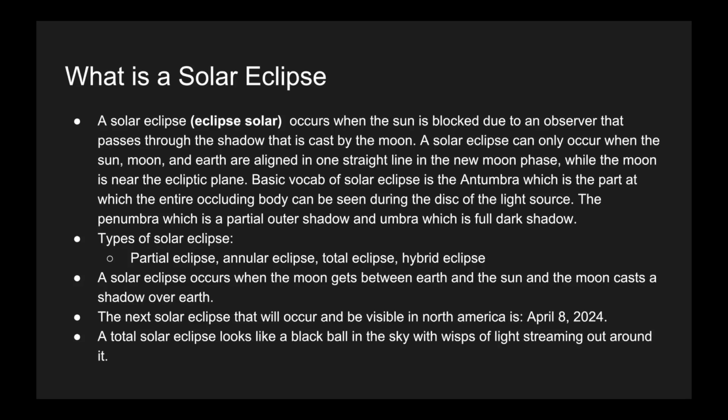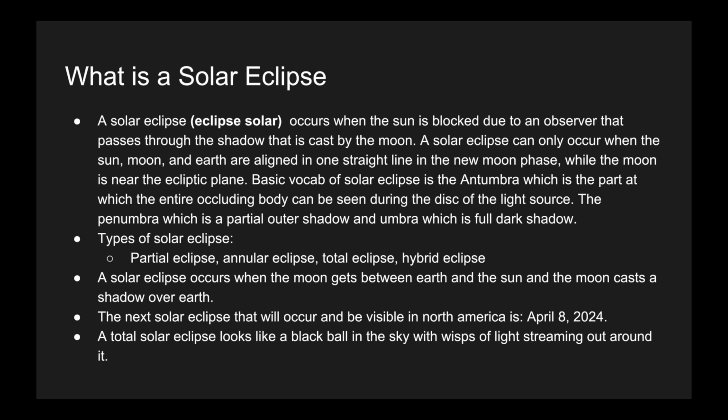So what is a solar eclipse? A solar eclipse occurs when the sun is blocked due to an observer that passes through the shadow that is casted by the moon. So a solar eclipse can only occur when the sun, moon, and Earth are aligned in one straight line, similar to a lunar eclipse, but only in the new moon phase, so while the moon is near the ecliptic plane.